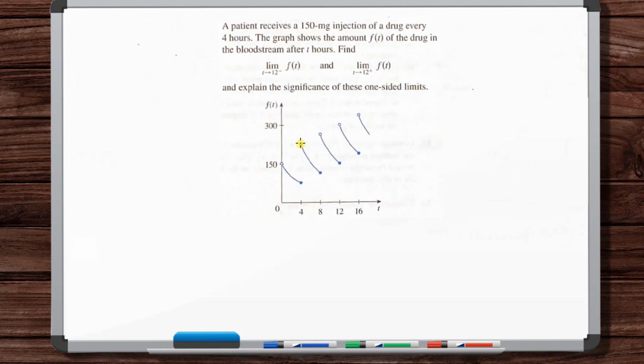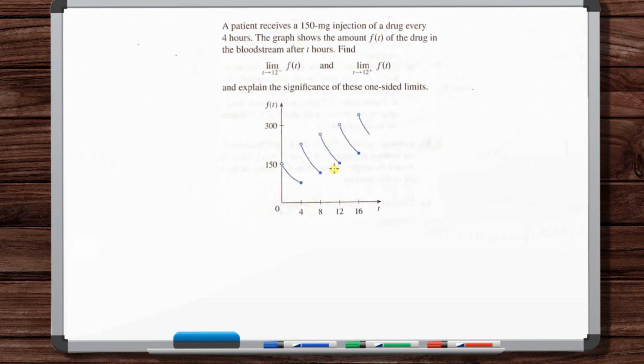Okay, so at time 0, they inject 150 milligrams of the drug. 4 hours later, they inject another 150 milligrams. 4 hours later, another injection. 4 hours later, and this is the point that we're looking at, this is at time t equal to 12. So the limit as t approaches 12 from the left of the function f(t) is 150.